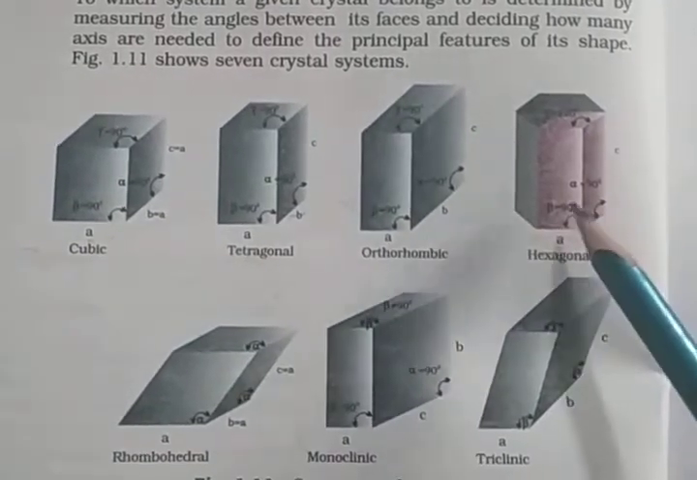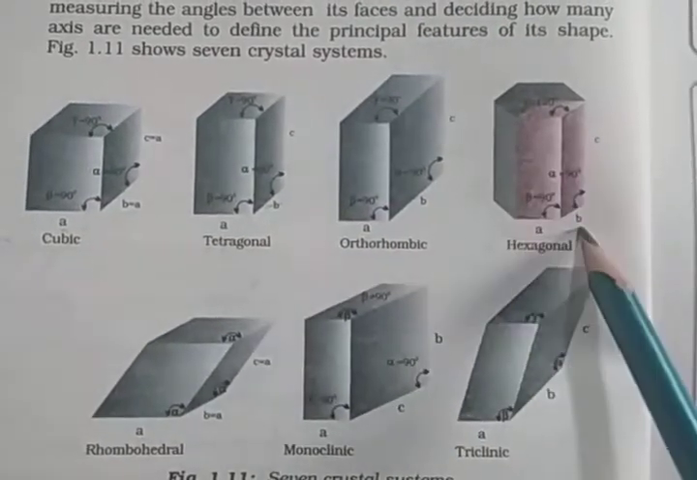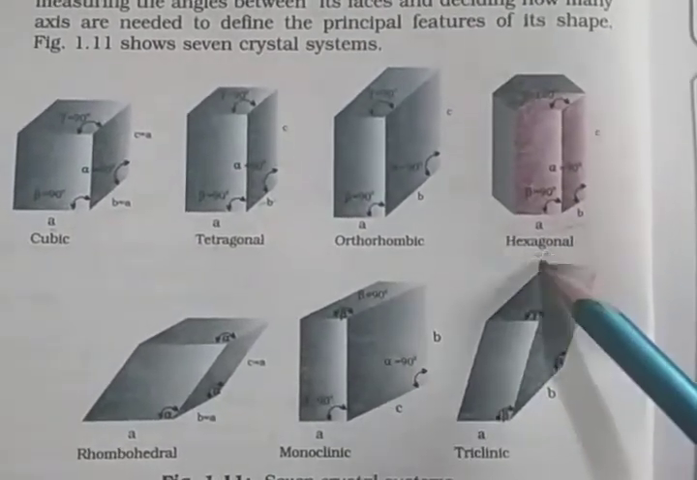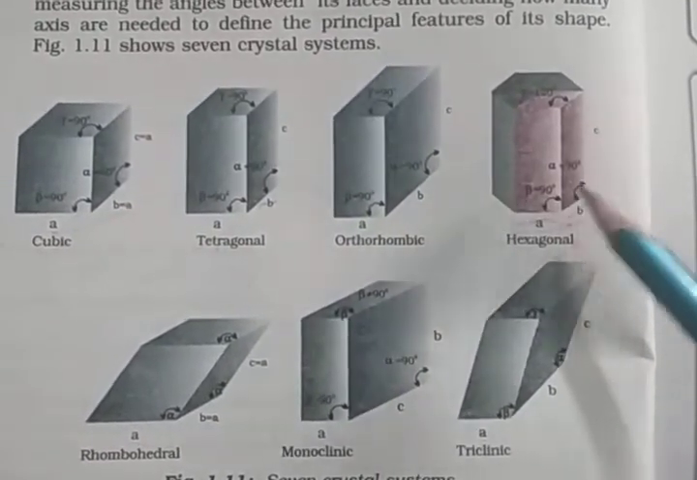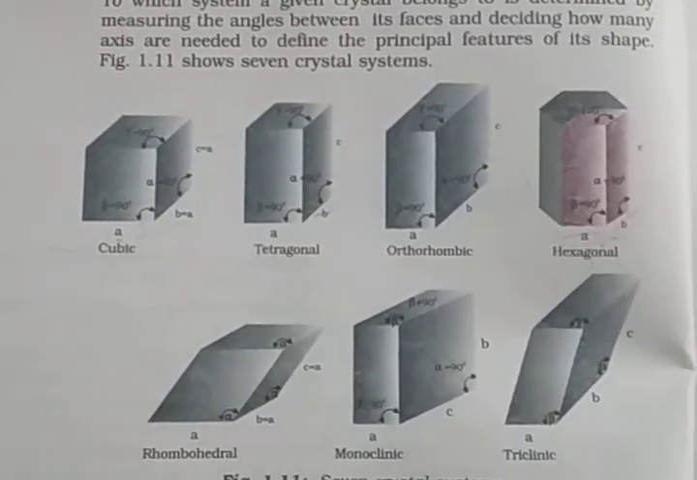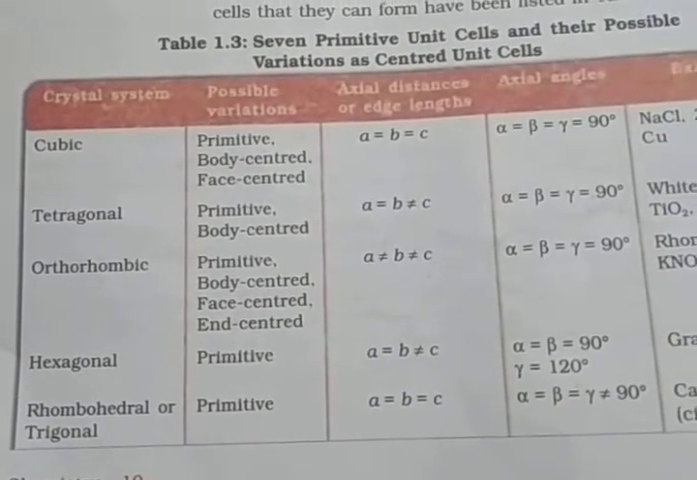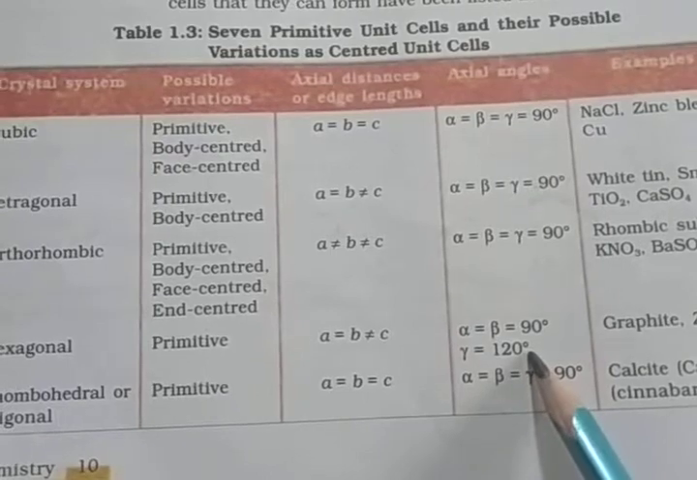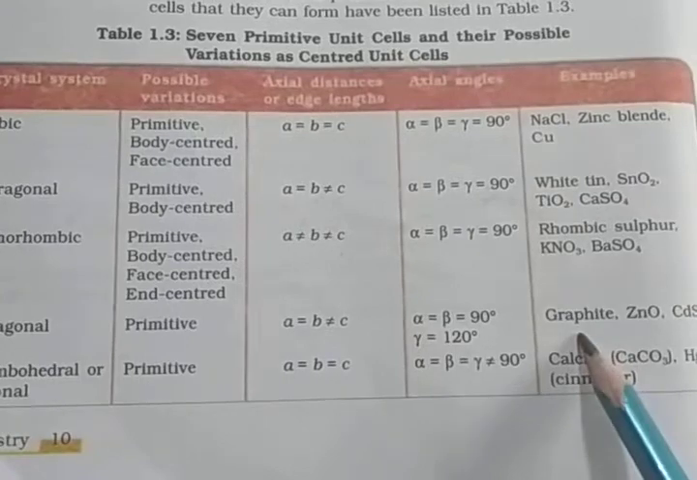Hexagonal is different from cubic, tetragonal and orthorhombic. Sides A and B are equal, but C is different. So A equals B, and C is unequal. This is the hexagonal system. In hexagonal, there is only one possible variation, the primitive type. Angles alpha and beta are 90 degrees and gamma is 120 degrees. Its examples are graphite, zinc oxide and cadmium sulfide.